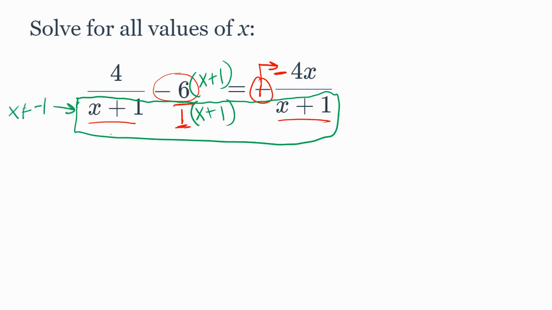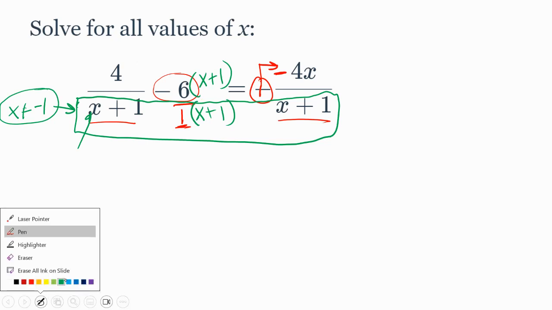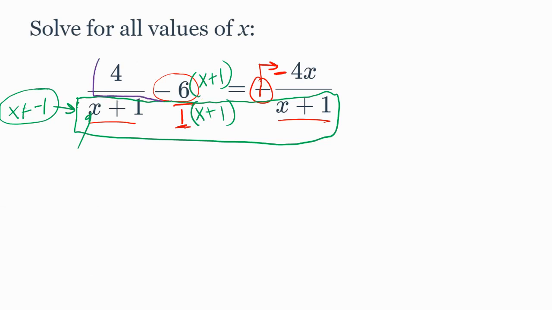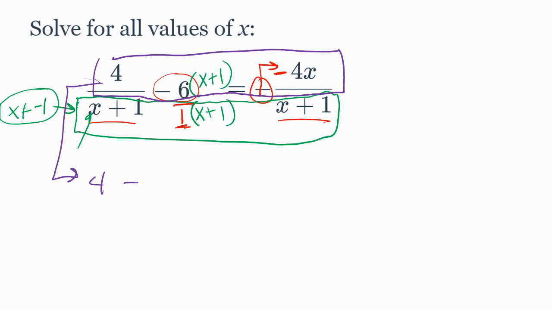Just a side note, I can't plug in -1 right there. So if I get an answer of -1, that's a problem. Keep that in mind as we finish up. The finishing up looks like taking this top equation off to the side and solving it. So I'm going to bring that down below. I got 4 minus 6 times x plus 1 equals -4x. As soon as you have the numerator expression solvable, you work through it.